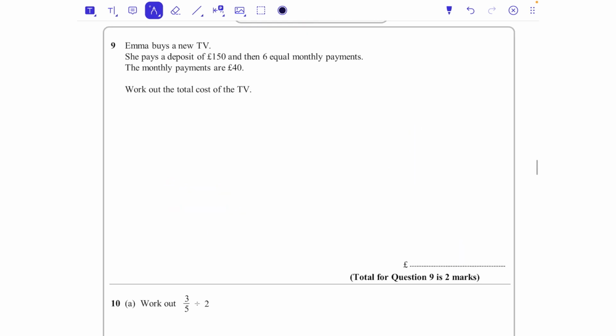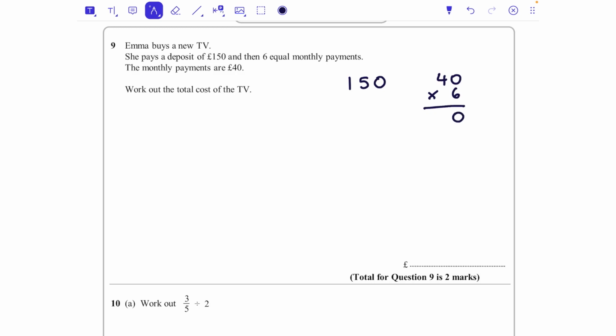Question number 9. Emma buys a new TV. She pays a deposit of £150 and then 6 equal monthly payments. The monthly payments are £40. Work out the total cost of the TV. So deposit is an amount of money that you pay on the day that you say you're going to buy it. So she's paid £150 on the day, and then she also pays £40 6 times over the next 6 months. So we're going to do 40 times by 6 to work out how much that comes to.